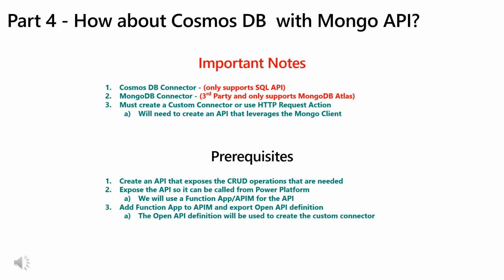And in our case, I'll be demonstrating how to do this with the function app and APIM. And what you'll want to do is add the function app to APIM so we can export the open API definition, because the open API definition will be used to create the custom connector. Now, this third step is not needed if you're just planning to use the HTTP action to call your API.